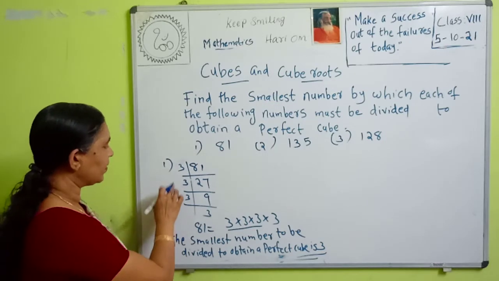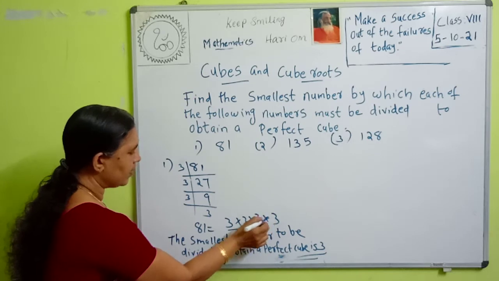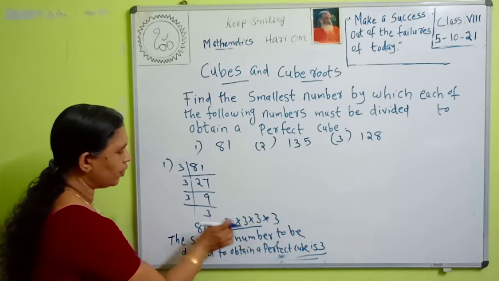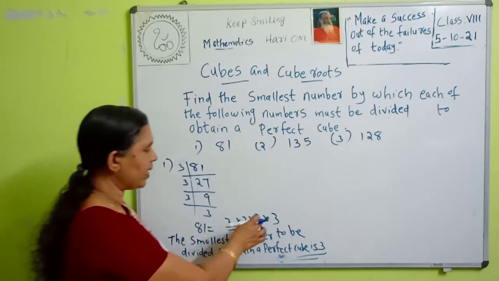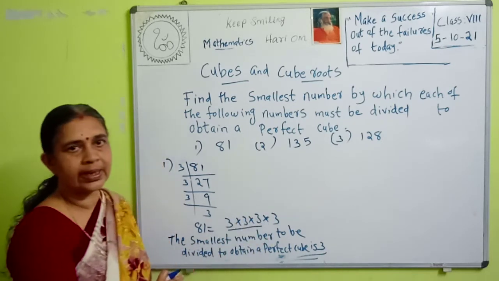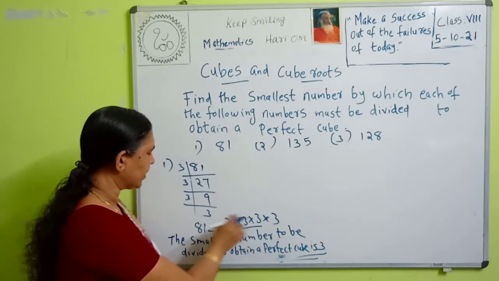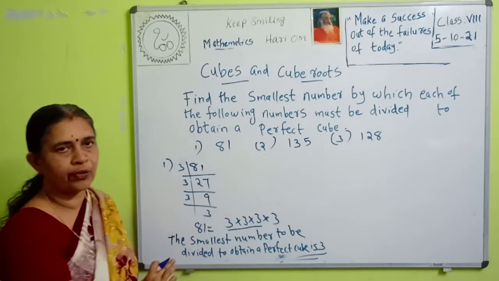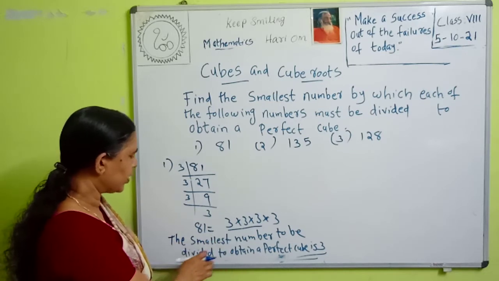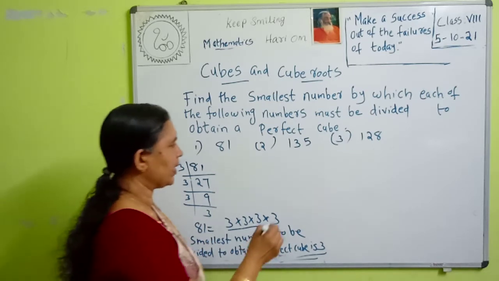So if we first factor this 81, then this first group we can write in triplets, but here we need two more 3s to write this as a triplet. Then if we divide this number by 3, then this 3 will be removed. Then the smallest number to be divided to obtain a perfect cube is 3. Then what is the second question?